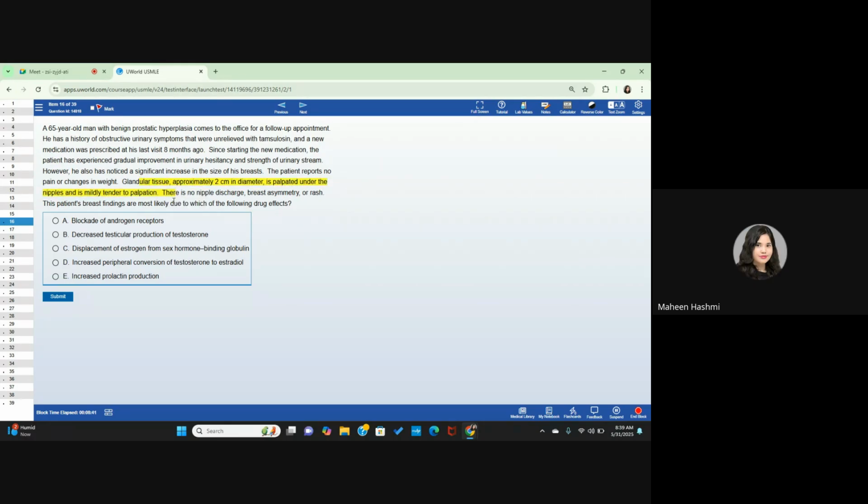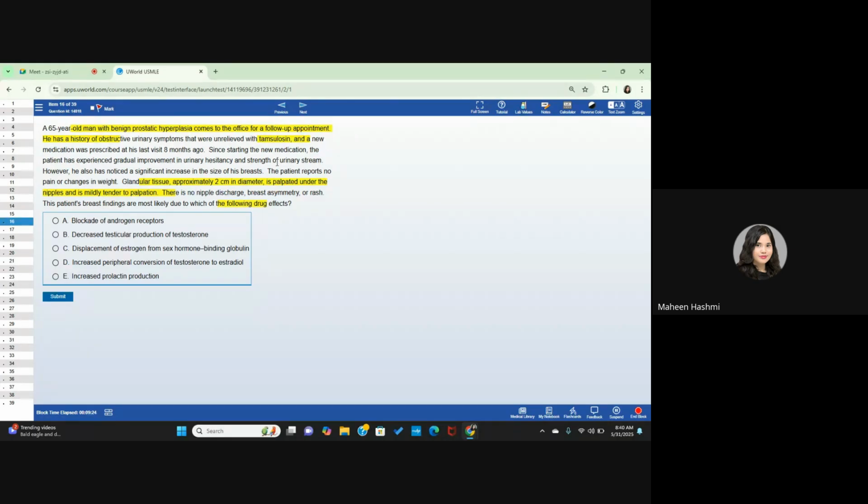Okay. So, glandular tissue approximately 2 centimeters in diameter is palpated under the nipples, with mildly tender palpation. There is no nipple discharge, breast asymmetry, or rash. The patient's breast findings are most likely due to which of the following drug effects? There's a 65-year-old man with BPH who comes to the office. He has a history of obstructive urinary symptoms unrelieved with tamsulosin. A new medication was prescribed at his last visit 8 months ago. Since starting it, he has experienced gradual improvement in urinary hesitancy and strength of urinary stream. However, he has also noticed a significant increase in the size of his breast.